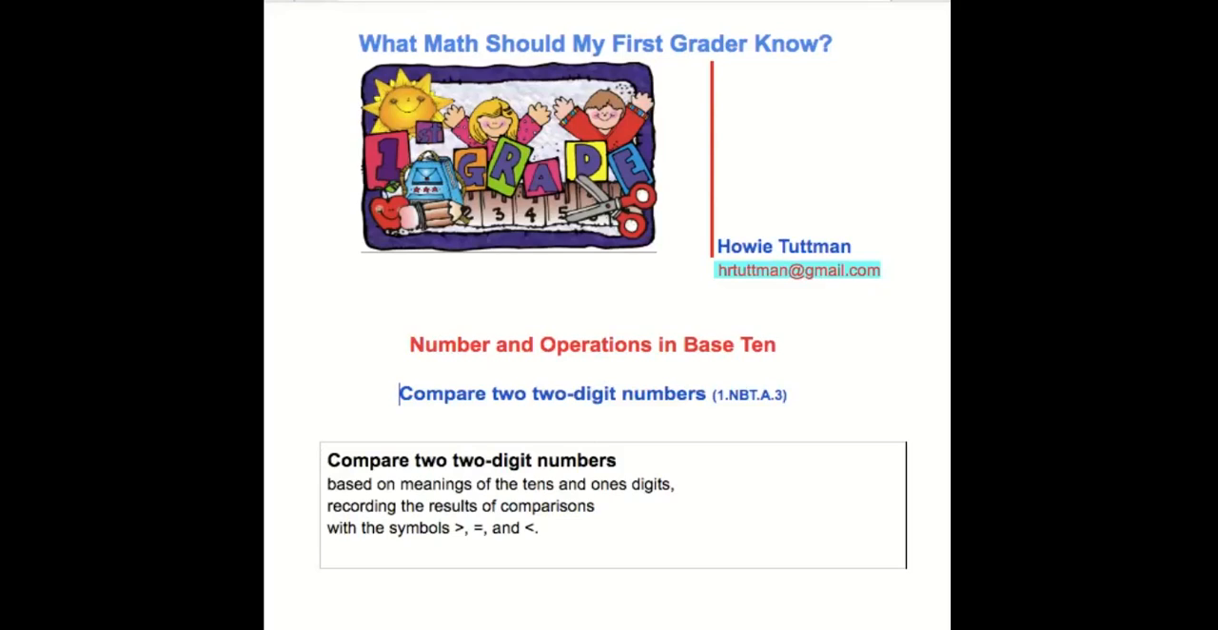If you're interested, here's the complete standard that this video comparing two-digit numbers is based upon. Compare two-digit numbers based on meanings of the tens and ones digits, recording the results of comparisons with the symbols greater than, equal to, and less than.